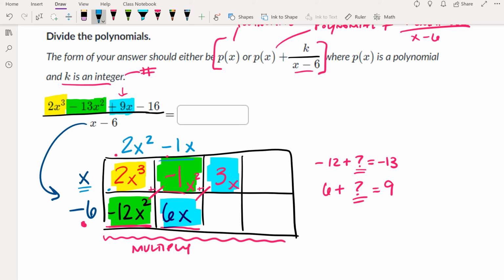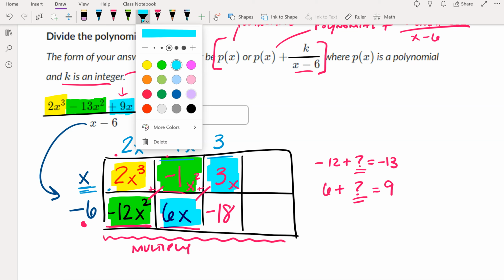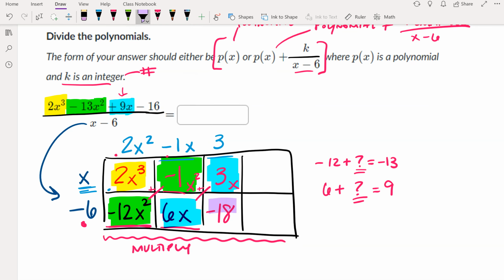Okay, let's go ahead and fill out the top. X times what gives me 3x? X times 3. And then we multiply to get the square under that blue square. We have negative 6 times 3. That's negative 18. Okay, cool. Let's look back to our numerator. This is the pattern we keep going through. We currently have negative 18.